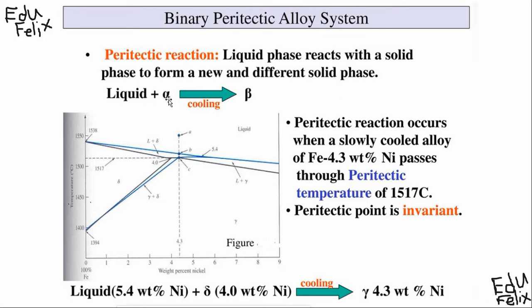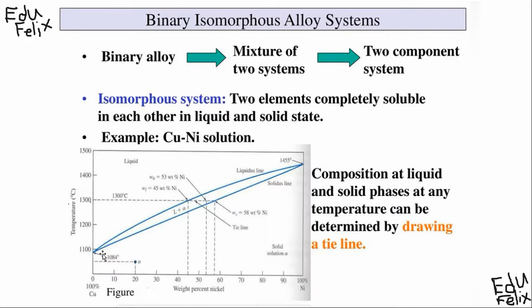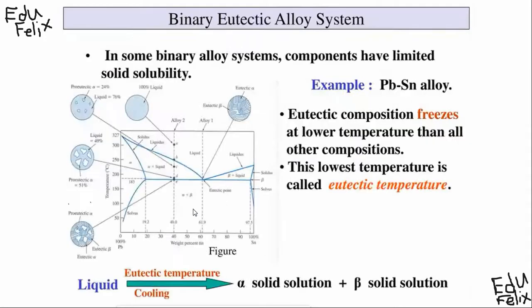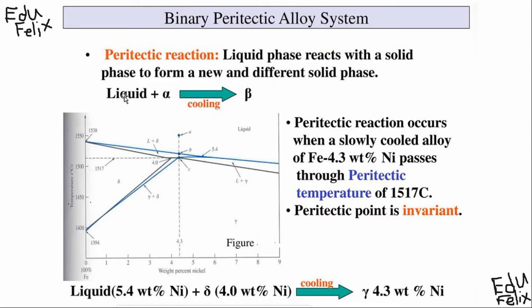That means liquid plus alpha develops into beta. From this point to this point you have only L plus alpha, that is liquid plus solid alpha. But in the peritectic case, liquid plus alpha changes into a solid called beta. So a peritectic reaction occurs when an alloy is slowly cooled.